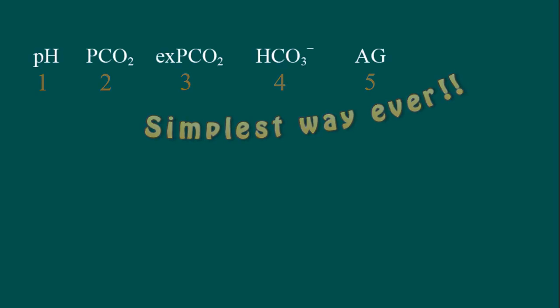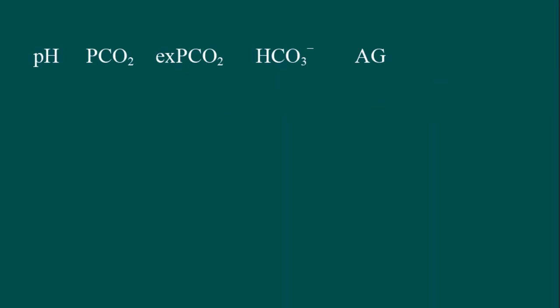So let's get started. First, write down the following in this exact same order each and every time. pH, PCO2, expected PCO2, bicarb, and anion gap. Each and every time, write it down in this order.